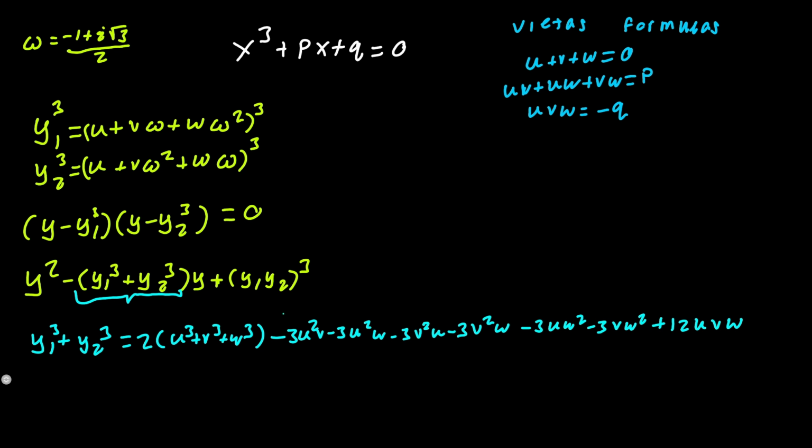We already noticed a few things. We have uvw, which is just negative q, so we could rewrite the 12uvw as negative 12q. So we already have our first coefficient in our quadratic, which is negative 12q. Now we need to figure out what is 2 times u cubed plus v cubed plus w cubed.